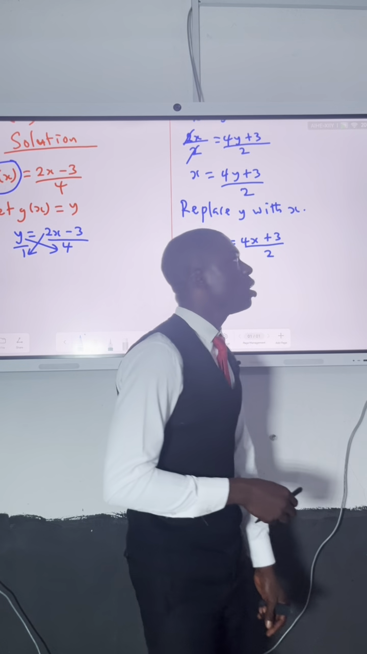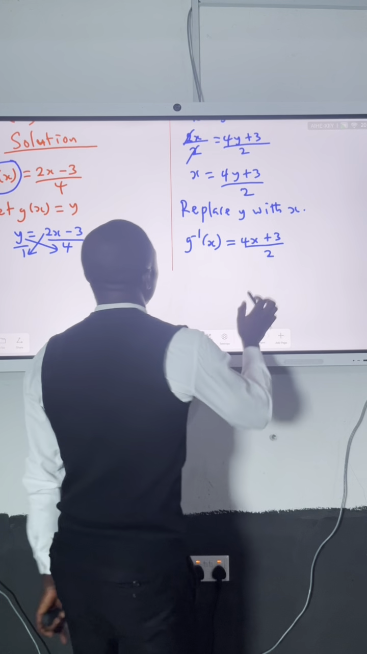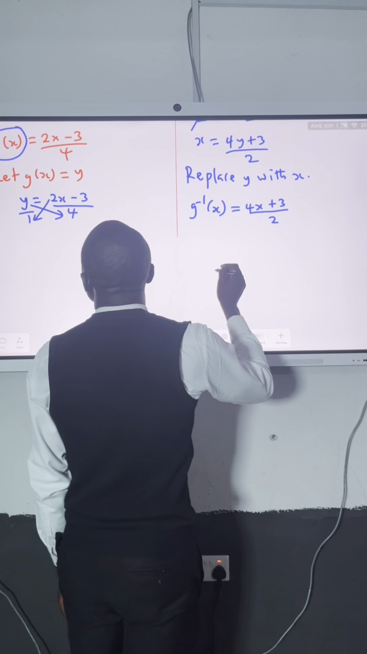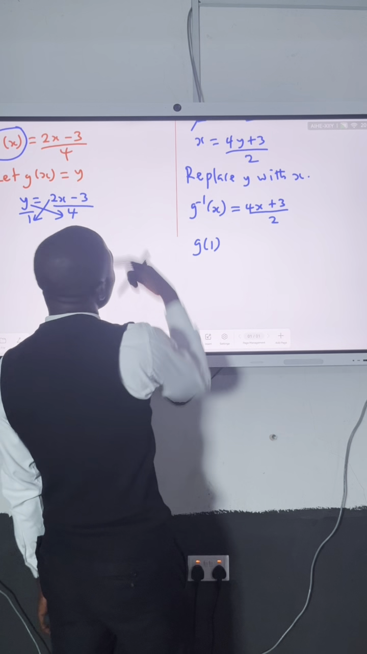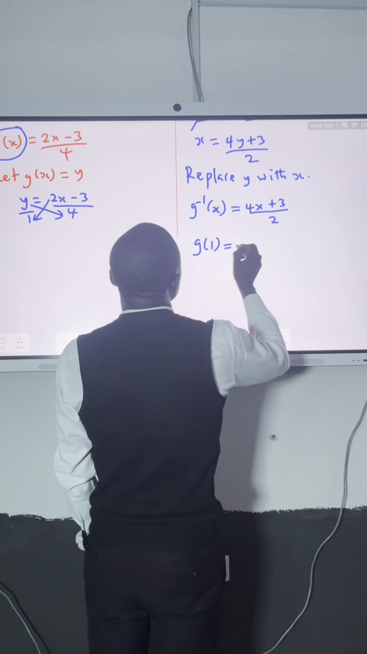Now, let's try it and see. Now, let me show you something. If you go back to the original question, go back a little and find the image of 1, like put 1 into the original function. I want to show you something. So g of 1 into the original function means what?